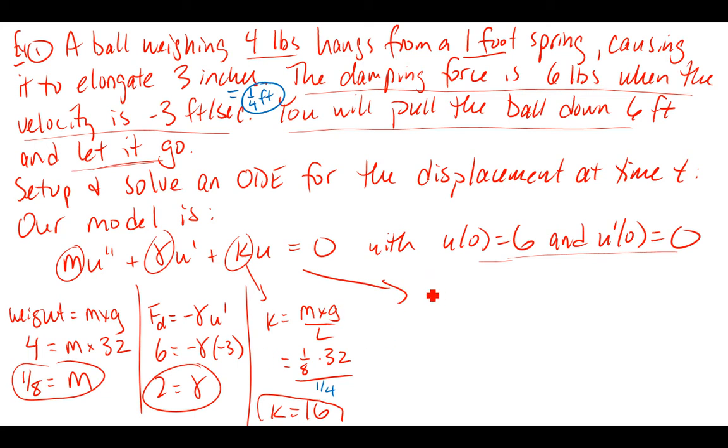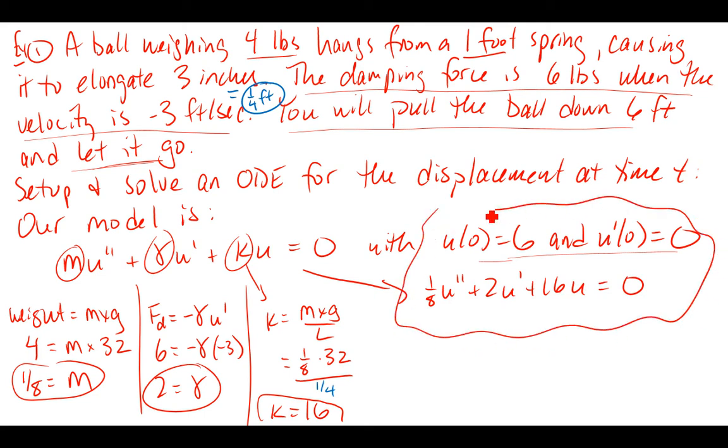So here we are. I've got 1/8 u double prime plus 2u prime plus 16u equals 0. I'll put a nice little box around that. So we successfully did one of the hardest parts, which is we translated from words into mathy stuff. And now we get to do the easy part, which is solve this. Easy because, of course, we know how to do these things. So I'm going to go to a fresh slide here.